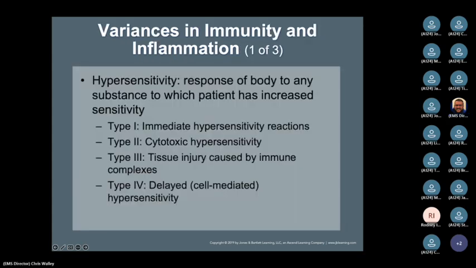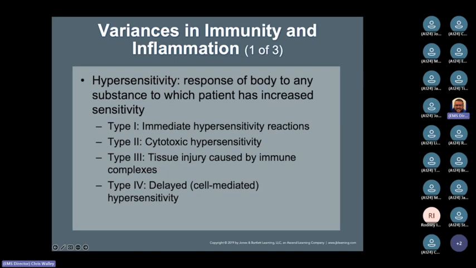All right, so hypersensitivity is a response of the body to any substance to which a patient has an increased sensitivity. An allergy is a hypersensitivity reaction to the presence of an agent. Autoimmunity is the production of antibodies or T cells that work against the tissue of one's own body. Isoimmunity is the formation of T cells or antibodies directed against the antigens of another person's cells.